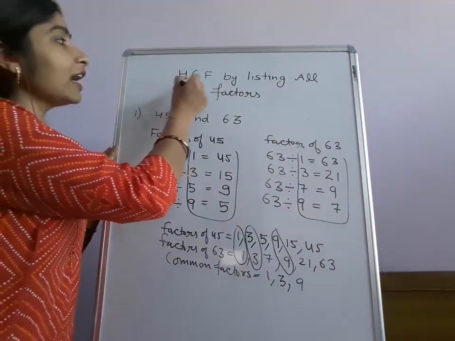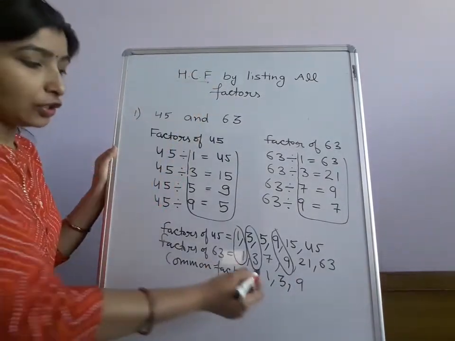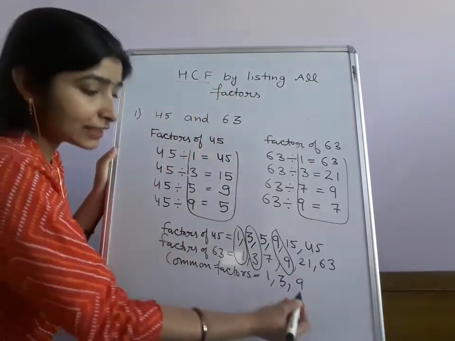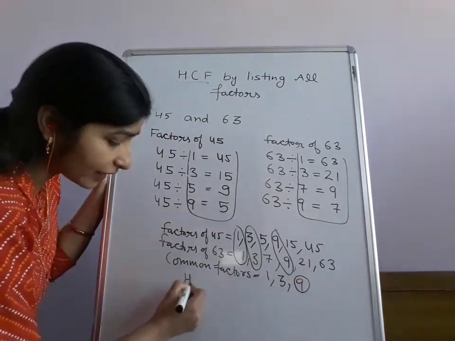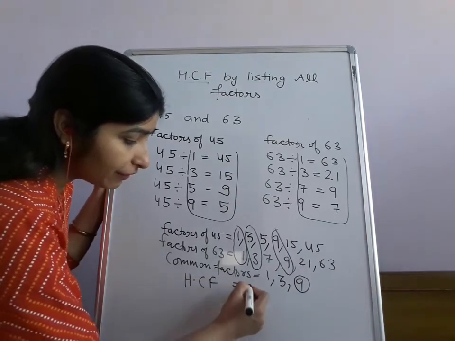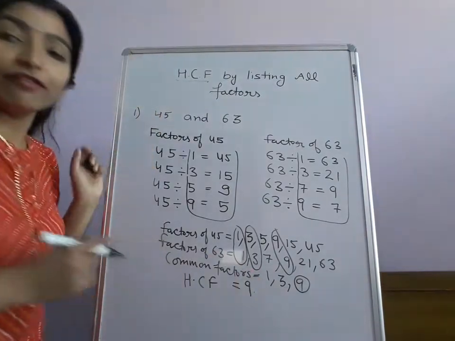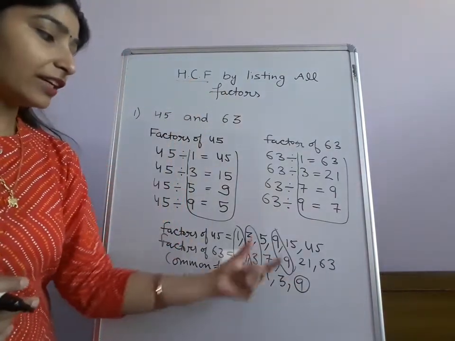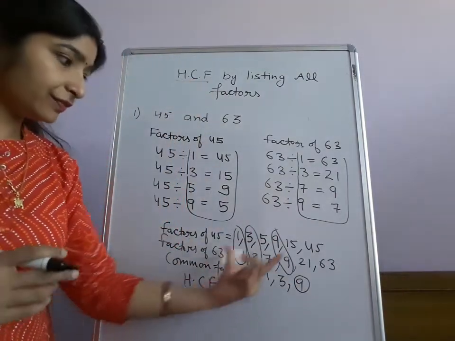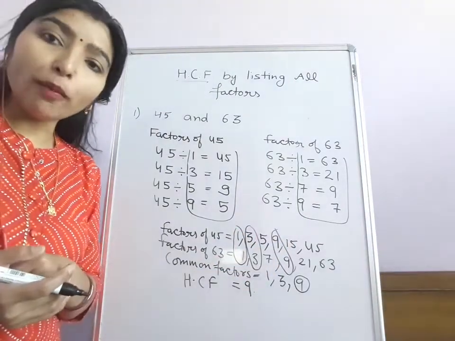And we are finding the highest common factor. So what is the highest out of these common factors? So 9 is the highest common factor. So your HCF will be 9, because 9 is the highest common factor out of these common factors.